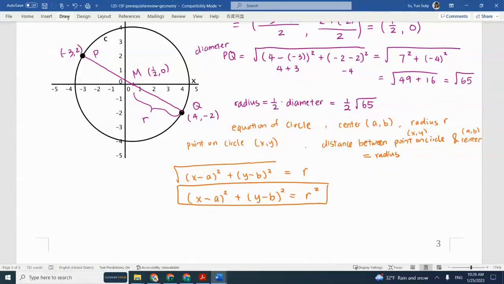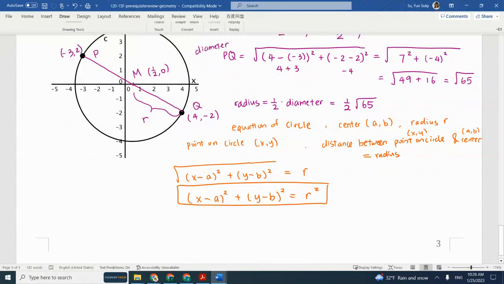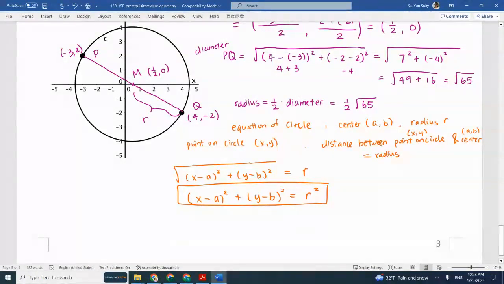Okay, so keep this formula in mind. And I already told you how to derive this formula. You let the center be AB, the radius is R, and let the points on the circle be xy. So your point is moving on the circle. That's why you use x and y for the variables. And you know the distance between the point on the circle and the center is the radius. Therefore, you use the distance formula to derive the equation of the circle.